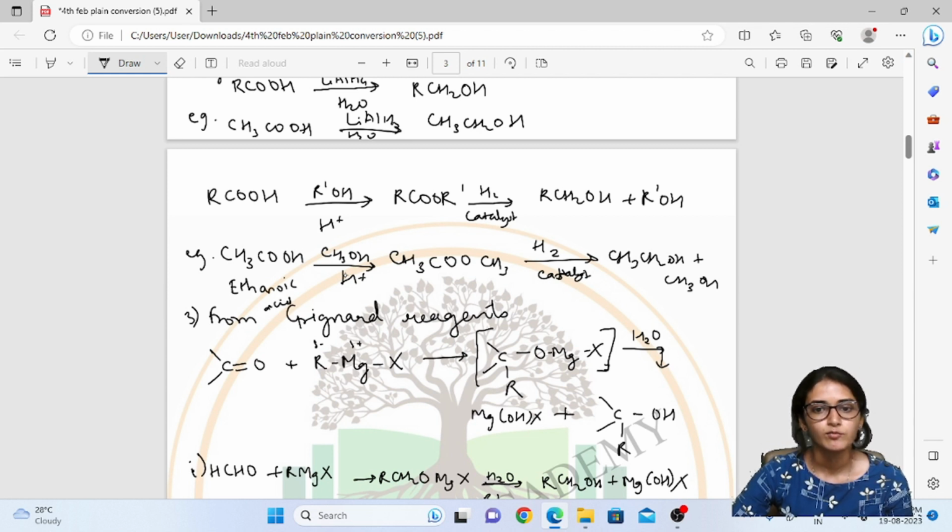Then the name of this ester. Ester name ends with oate. So the name will be methyl methanoate. Methyl will be the substituent and methanoate will be the main chain.